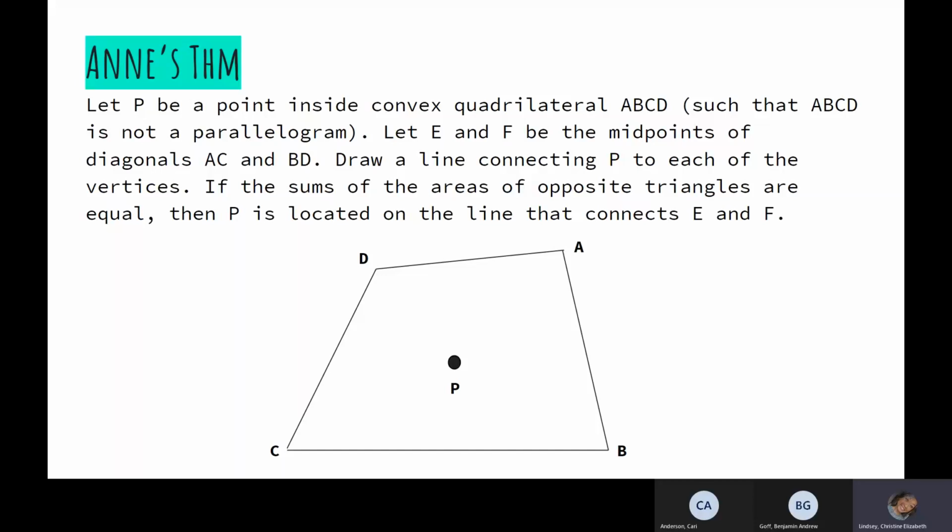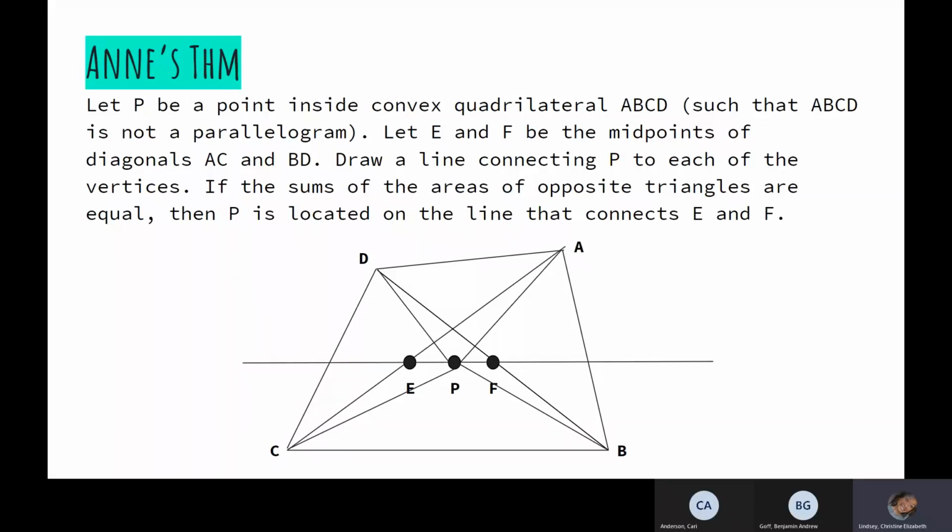So to continue on with Ann's theorem, we're going to let E and F be the midpoints of the diagonals AC and BD. And then we're going to draw the line that connects P to each of the vertices. And then if the sums of the areas of the opposite triangles are equal, then P is going to be located on the line that connects E and F.